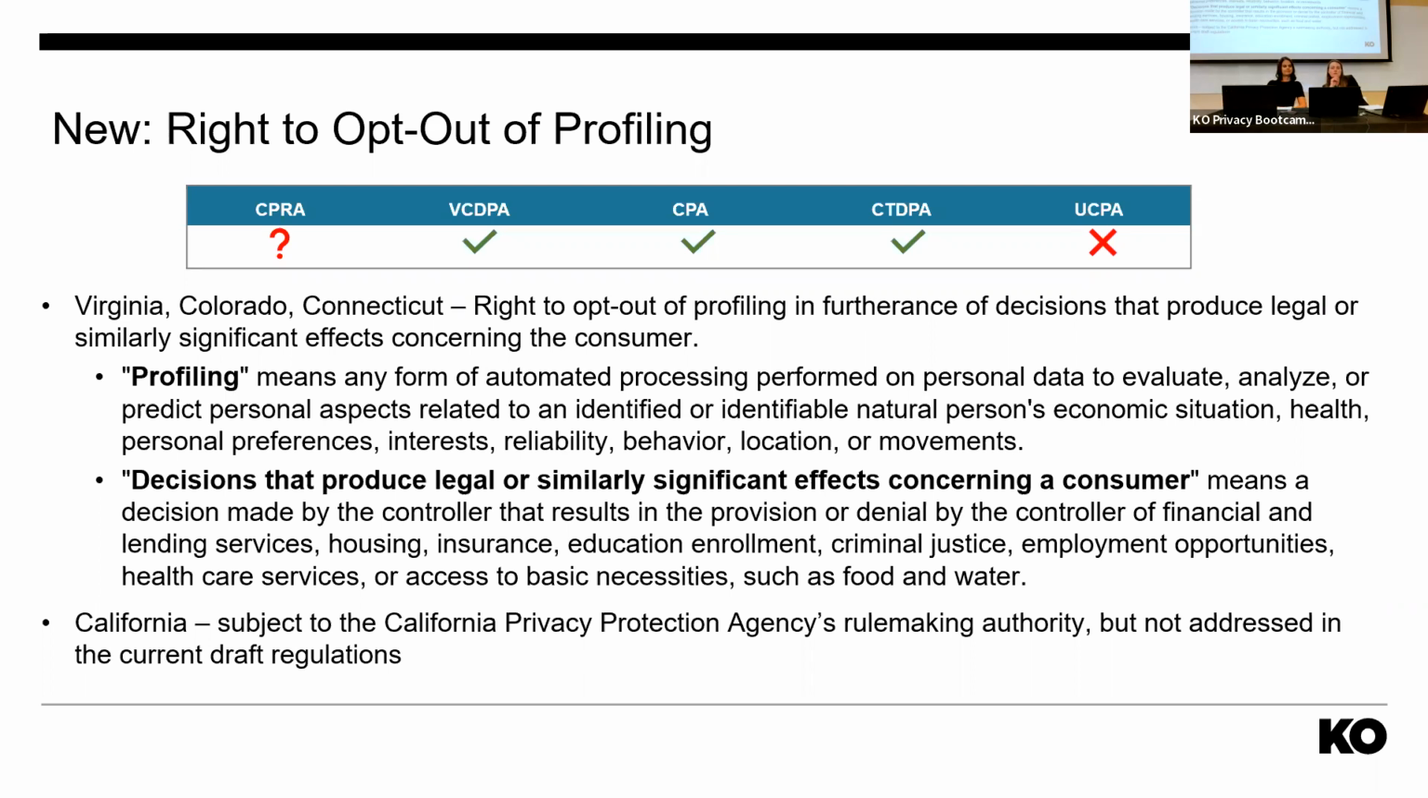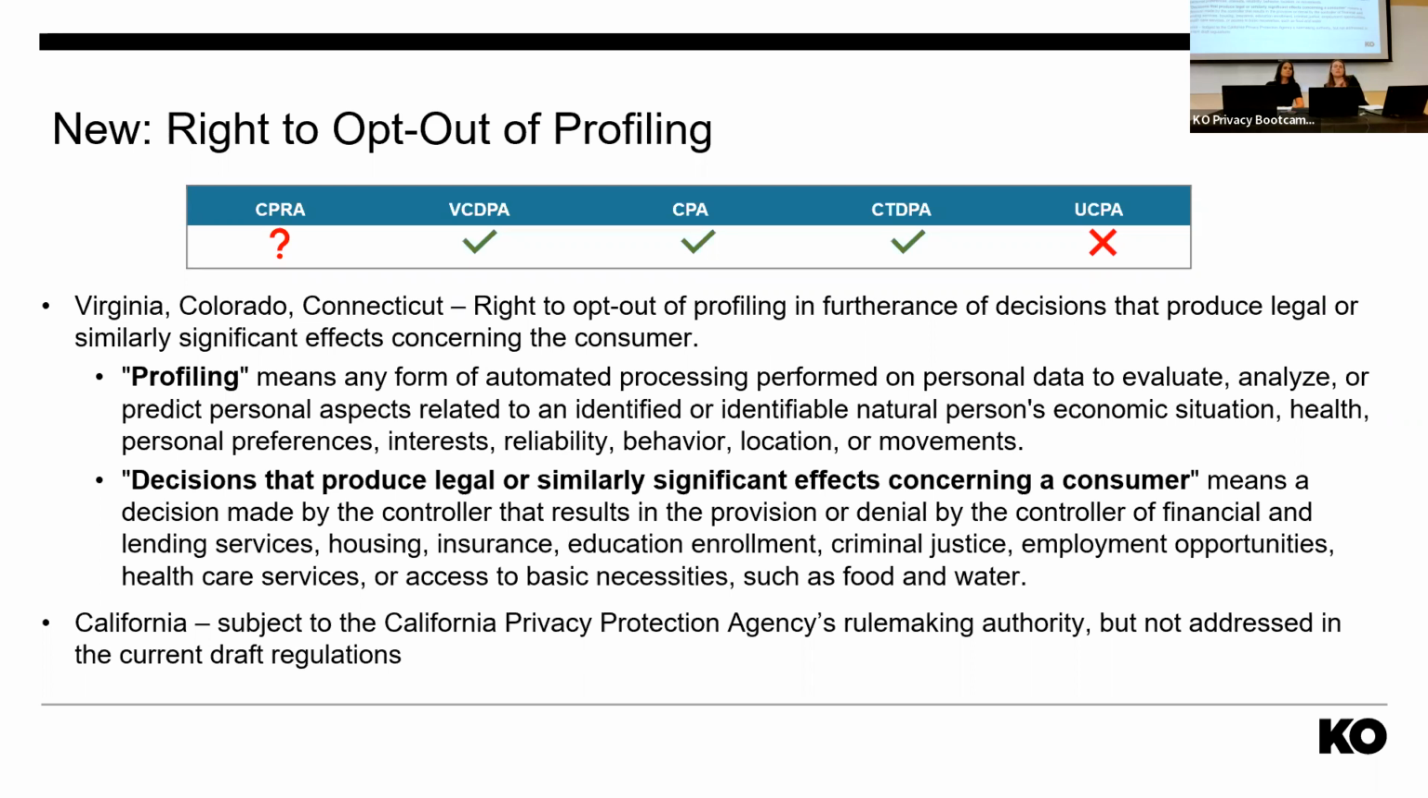So in the draft regulations we received, there wasn't any information about this right to opt out of profiling. So that's still a TBD in California. But for now, we know that in Virginia, Colorado, and Connecticut, at least, there is a right to opt out of profiling. And the profiling that we're looking at here is things that have a legal or similarly significant effect on the individual. Common examples that we've seen, and this also comes up a lot in the GDPR context, is an insurance claim, for example.